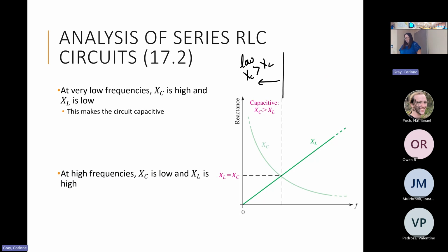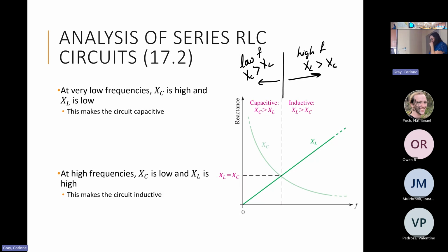If we look at high frequencies, which is everything else over here, what do you think this is going to correspond to? Reactance, inductive or capacitive? What line is higher? Inductive. This is going to be where XL is greater than XC, and we have an inductive circuit.